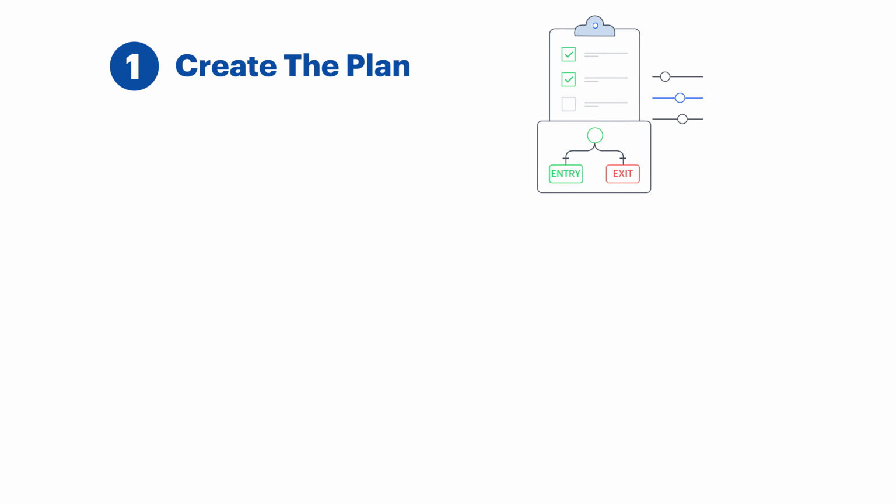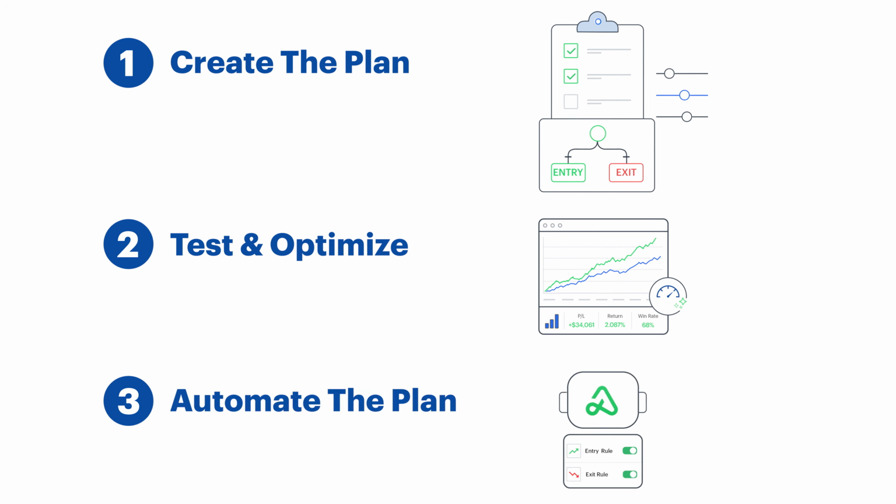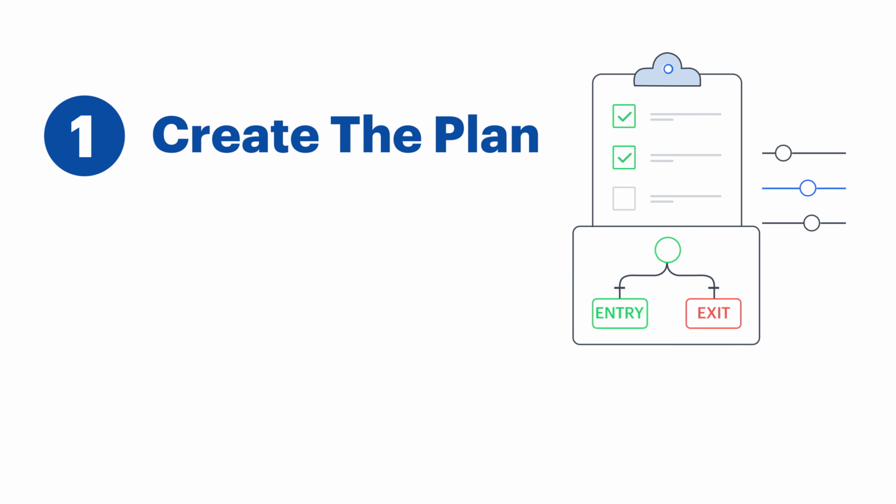In the last video, I introduced this challenge. I'm starting with $300 and attempting to build it towards $30,000. But the goal is not to get lucky. The goal is to follow a repeatable process. And the process is simple. Create the plan, test and optimize, and automate the plan. This episode is about step 1, creating the plan. But more specifically, it's about turning a trading idea into actual trading rules.